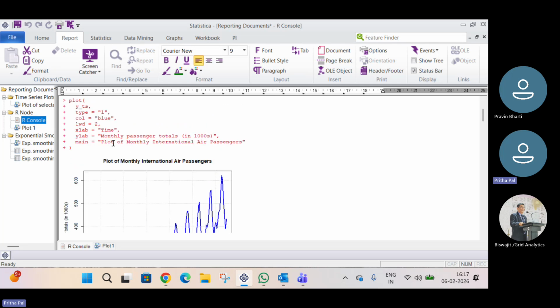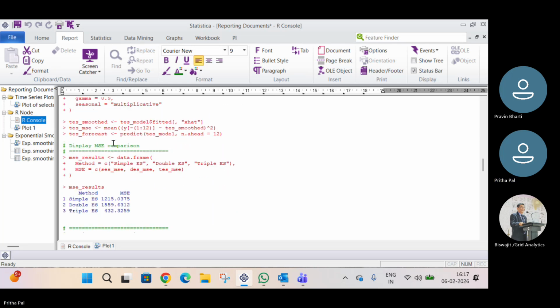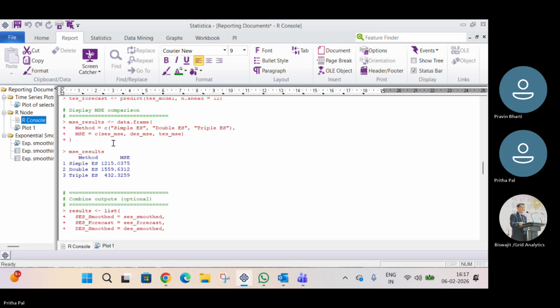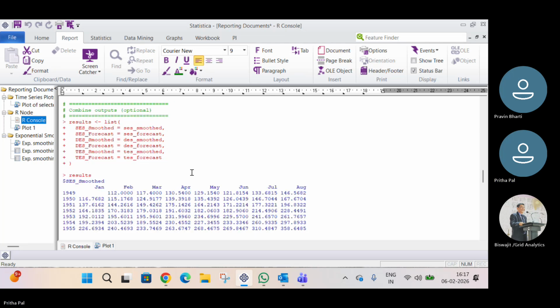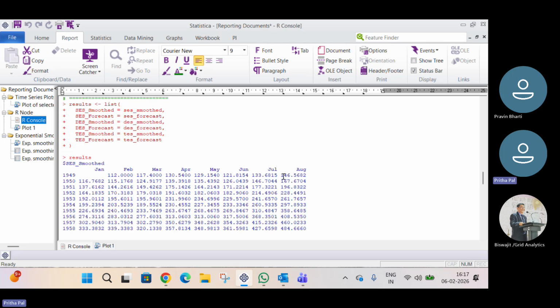Next, from the R console, after creating the MSE results, we can see for the simple exponential smoothing, the mean square error is 1215. For the double exponential smoothing, the mean square error is higher, that is 1559. And for the triple exponential smoothing, it is much smaller than the previous two, that is 432.3259. And here are the forecasted values of each exponential smoothing.